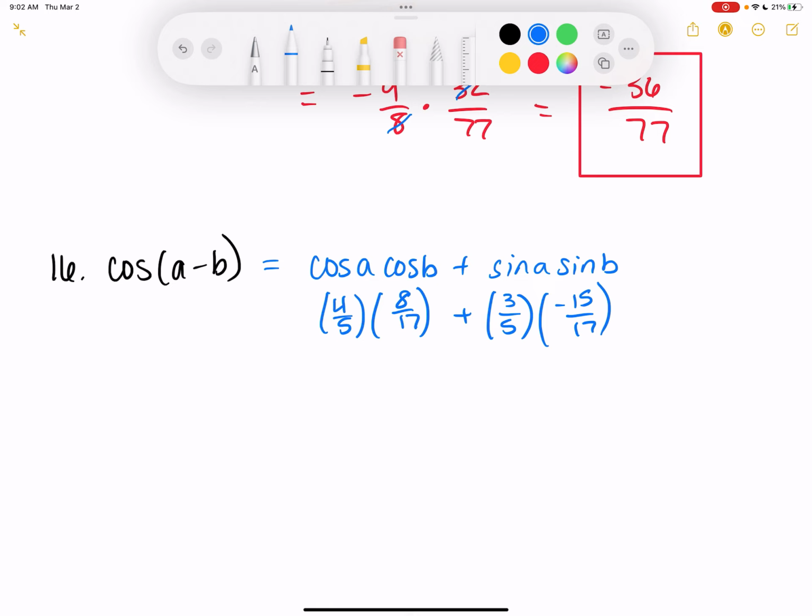So I can tell this is all going to be one fraction, so just to save a step of writing, I'm going to go ahead and do that. 5 times 17 is 85. Then 4 times 8 is 32 plus, or well, it's going to end up being minus, 3 times 15 is 45. And so then that becomes negative 13 over 85.